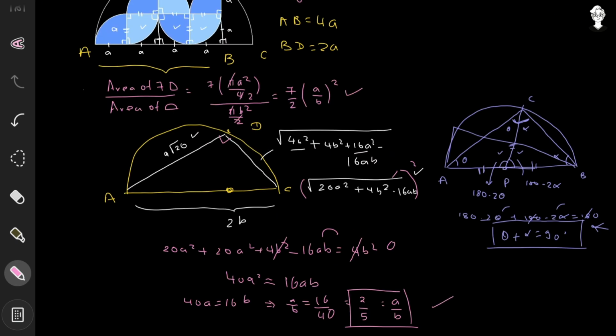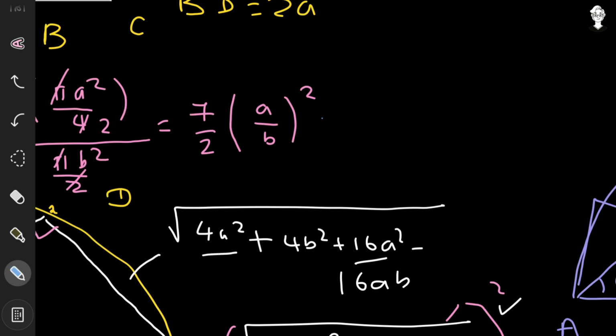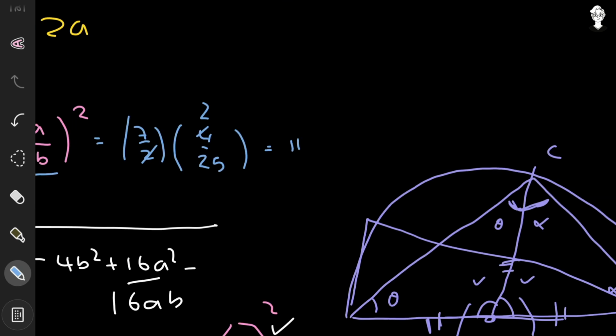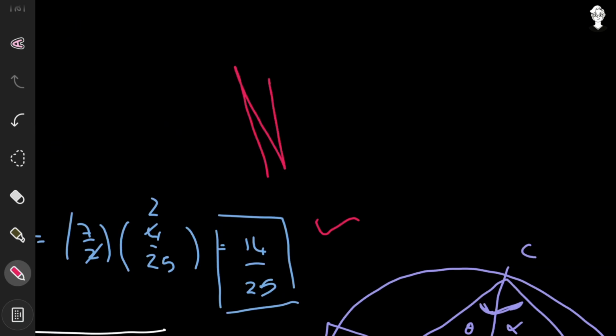so as to get the required ratio, that is the area of the 7 quadrant circle upon the area of the semicircle. Now the required ratio is going to be equal to 7 upon 2 multiplied with A upon B the whole square. A upon B has a value that is 2 upon 5. So 2 upon 5 the whole square becomes 4 upon 25. Now from the table of 2 it goes 2. So finally this is going to be equal to 7 into 2 upon 25, that's 14 upon 25, and that's the answer that we were looking for. So this was my way to solve this particular question.